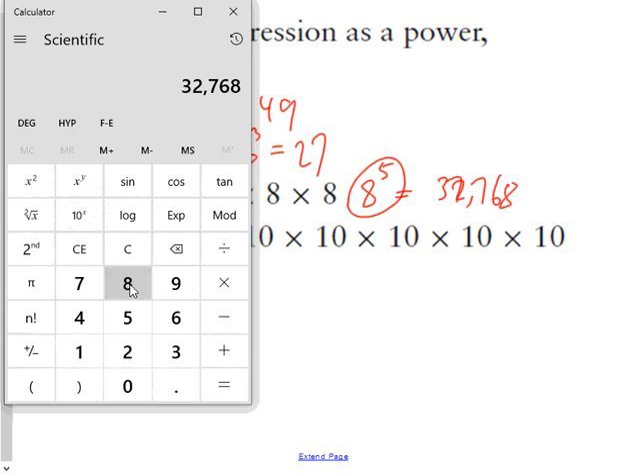So if I put 8 in as my base, and then press this x to the y button right there, that tells the calculator 8 is my base. And then I say 5, which is telling it it's a 5 exponent, and press equals, I get the same answer, 32,768, without having to do 8 multiplied by itself 5 times.